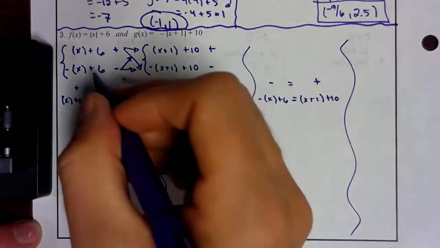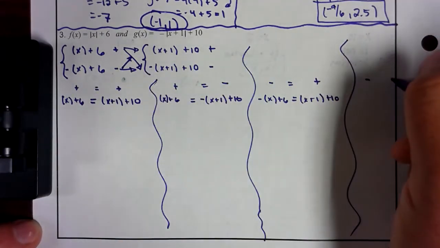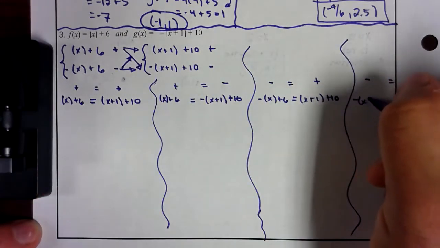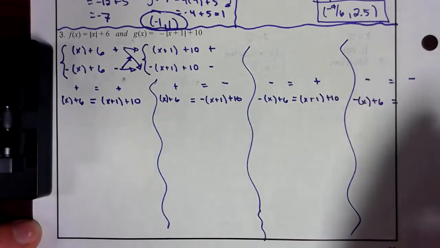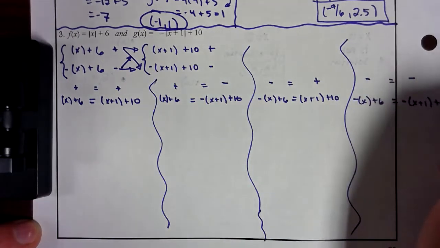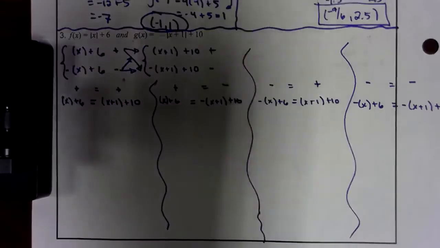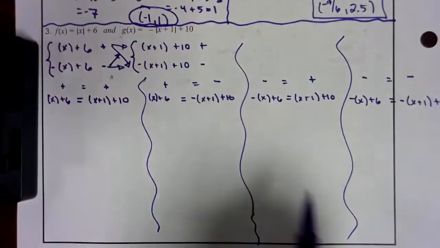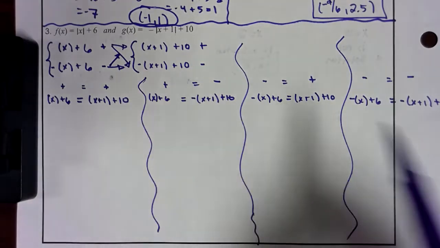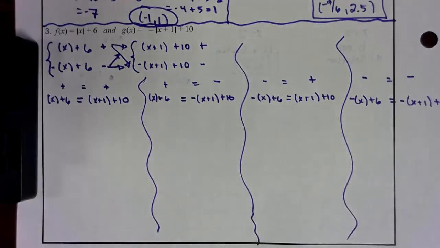And then our last one, we're going to take both negatives and set those equal to one another. So negative x plus 6 equals negative x plus 1 plus 10. So we've got a lot of work to do here. This is, again, why it would be really helpful if we could come up with a quick sketch and identify which one of these we do not need to worry about.